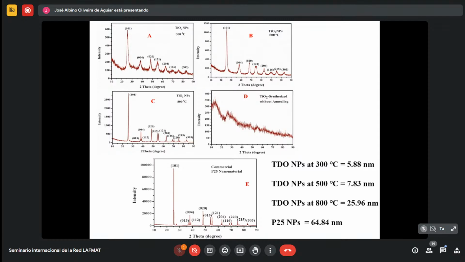At lower temperature, we applied the Debye-Scherrer equation for the crystalline size, which is 5 nanometers. At higher temperature, 800 degrees, with the Debye-Scherrer equation, it is 25 nanometers. But in the case of commercial titanium dioxide P25, it is 84 nanometers.